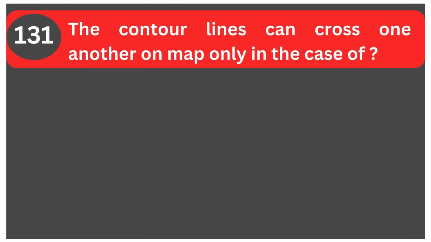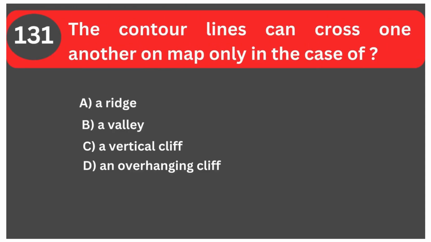The contour lines can cross one another on a map only in the case of. Options: A. A ridge. B. A valley. C. A vertical cliff. D. An overhanging cliff. Answer: D. An overhanging cliff.